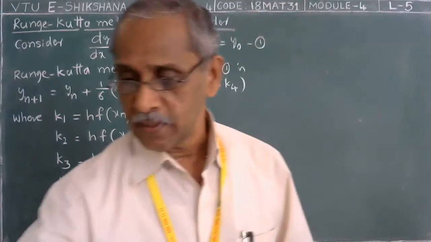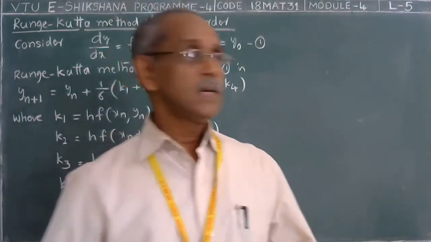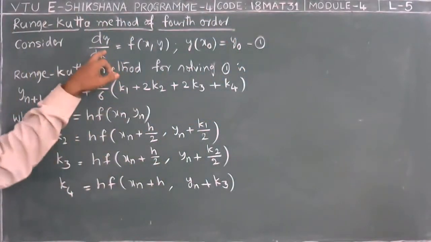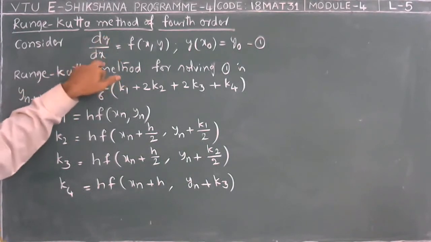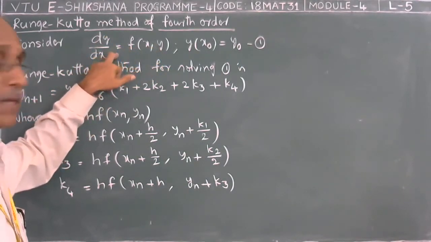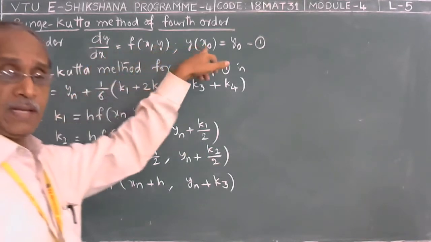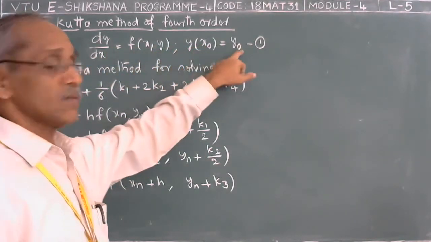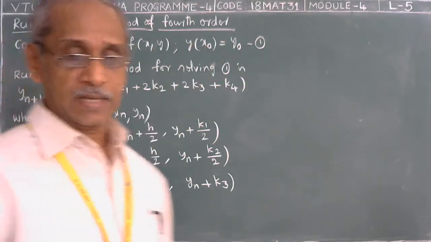So basically, we try to solve a differential equation of the form dy by dx is equal to f of x comma y. That is the first order ordinary differential equation with given initial condition y is y naught at x is equal to x naught.